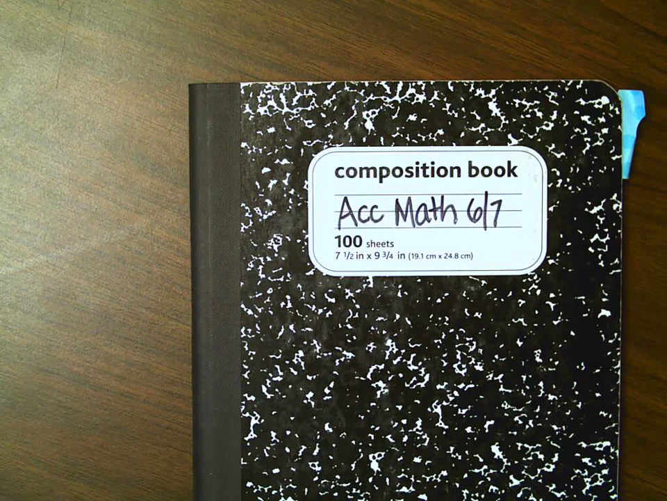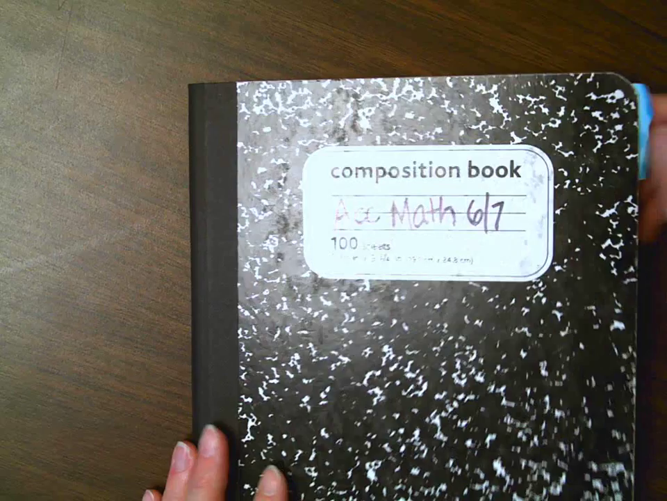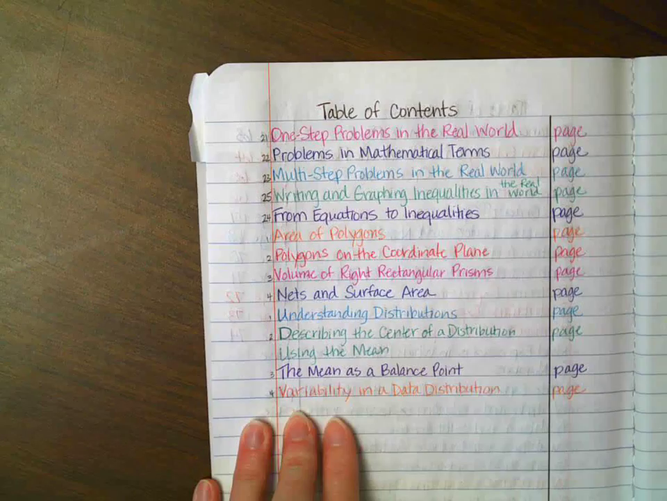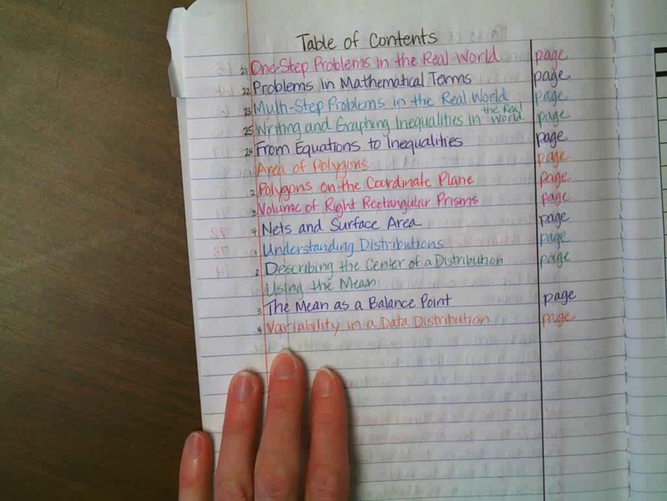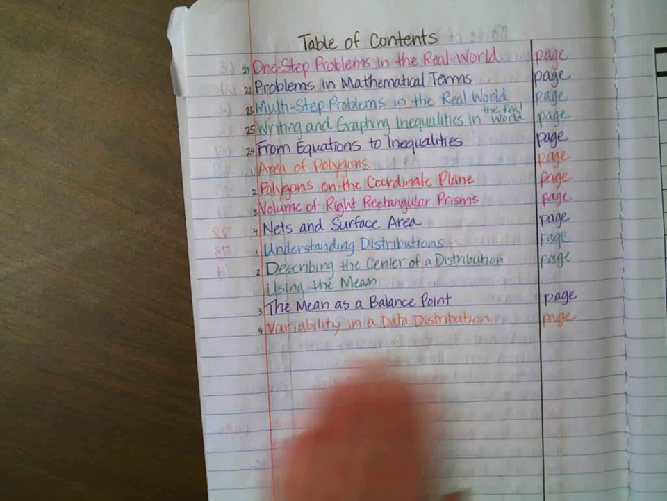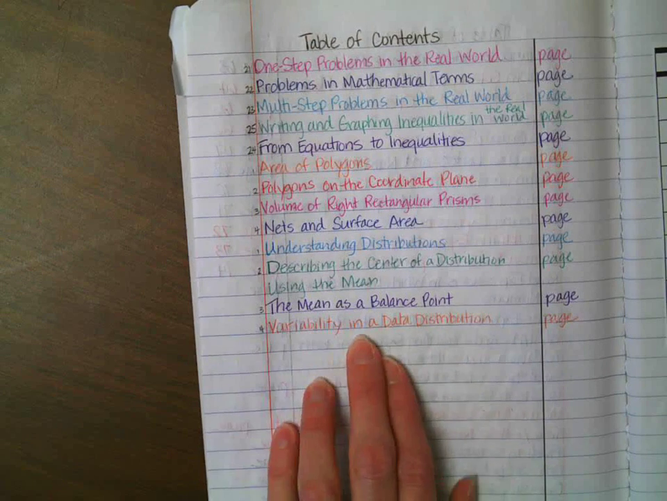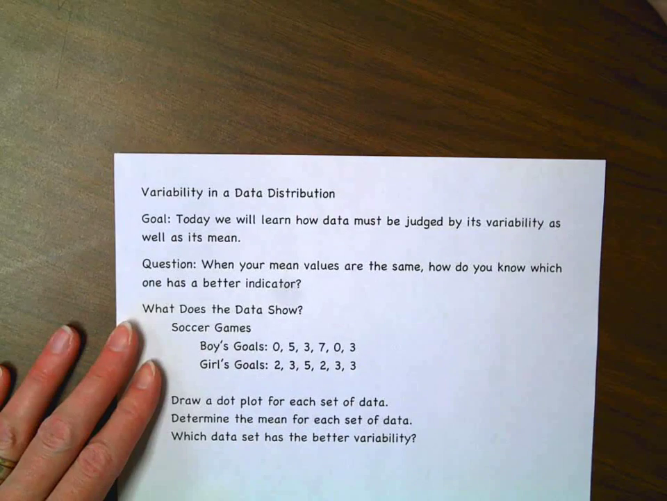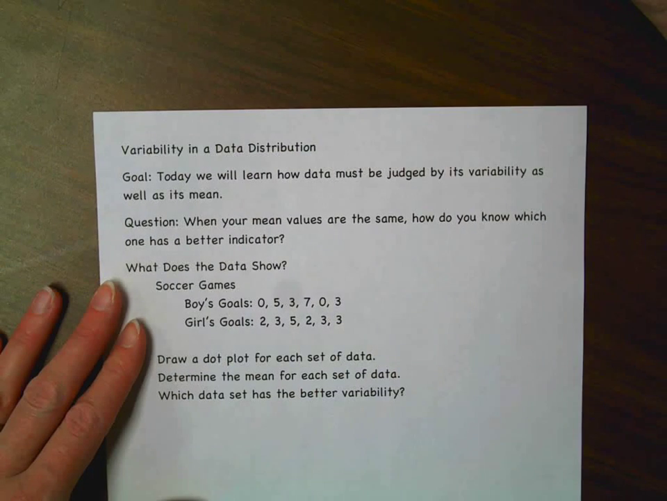Accelerated Math 6-7 students, we are working in Module 6, and this is going to be Lesson 4. Lesson 4 is called Variability in a Data Distribution. Okay? Let me get our notes together for this one. Variability in a data distribution.